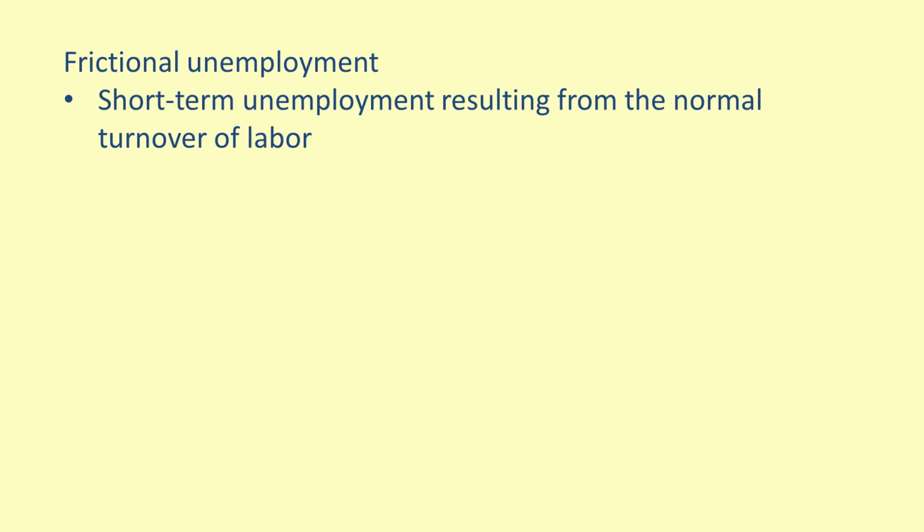Here we're going to go over some government policies that could be used to help reduce frictional and structural unemployment. Recall that frictional unemployment is short-term unemployment that results from the normal turnover of labor. People who are fired or laid off from jobs and people who quit to look for better jobs will naturally spend some time searching for new jobs.